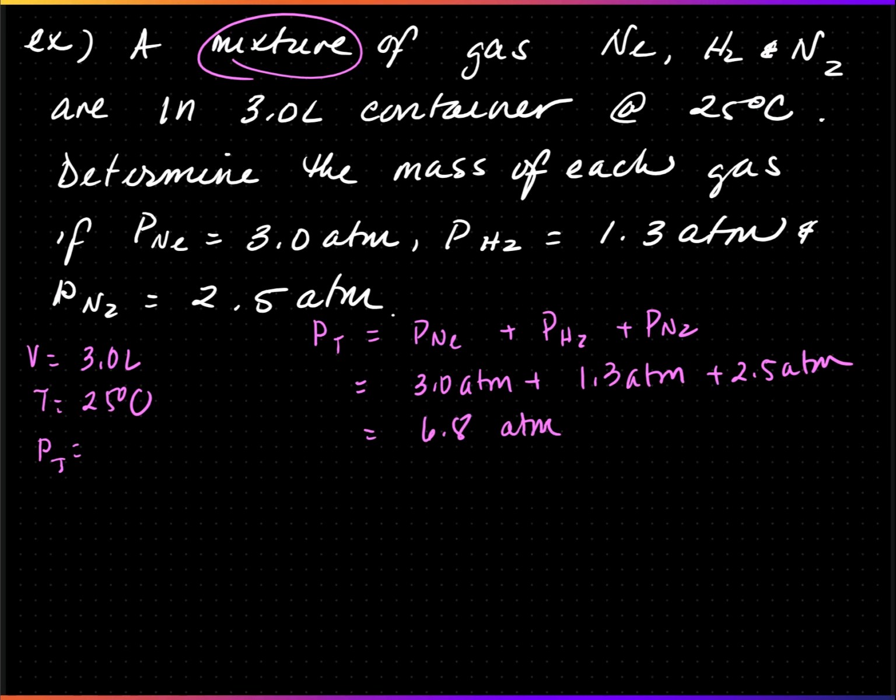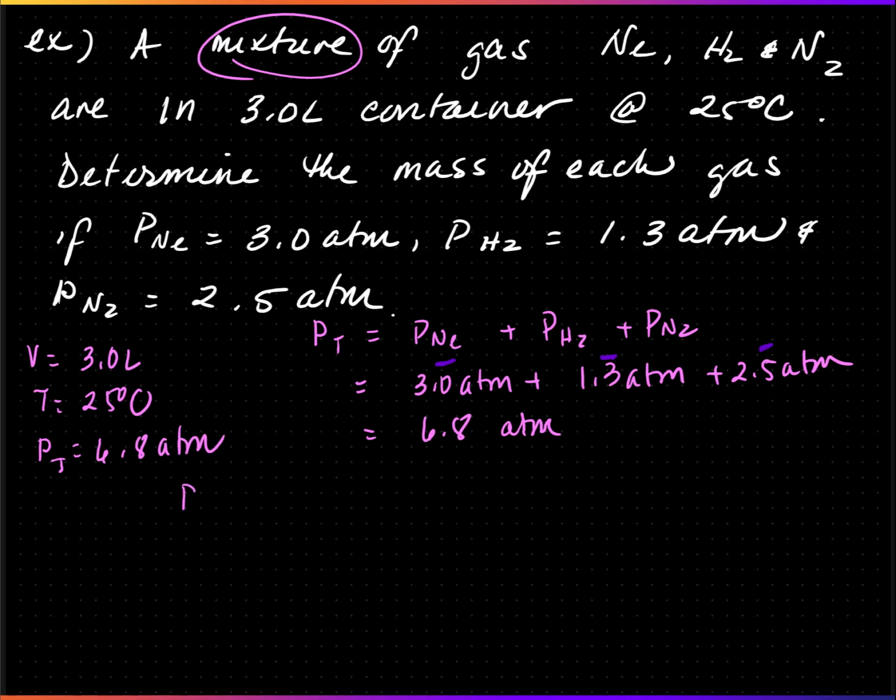The last significant digit for 3.0 is the 0, which is at the tenths place. Same thing for 1.3, and the last significant digit for 2.5 is at the tenths place. So the total pressure is 6.8 atm.